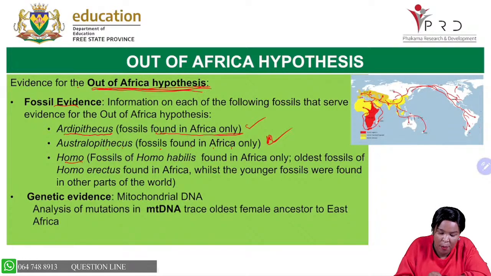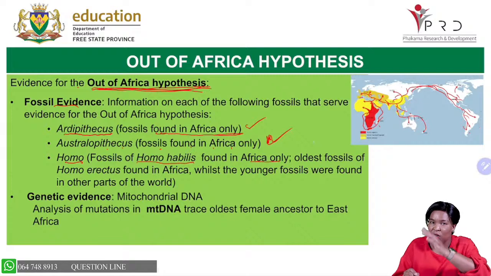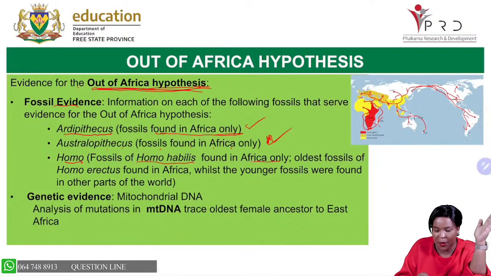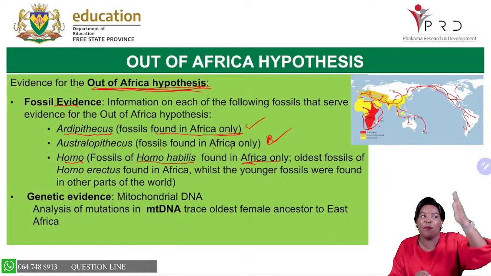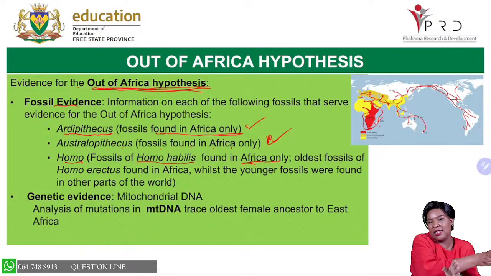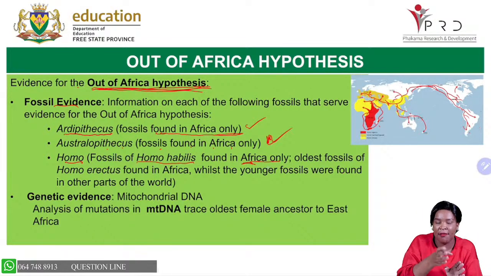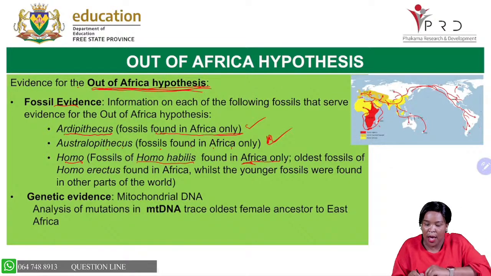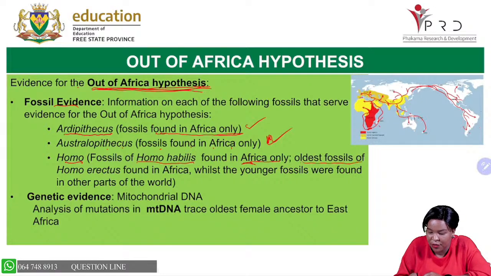Then Homo habilis is found in Africa only. Homo habilis, we are still going back further. Homo habilis is found in Africa only. So as they come from Ardipithecus to Australopithecus to Homo habilis, they are found in Africa only. So those three are the eldest, they are the oldest. And if they are found in Africa only, that can support that hominids originated where? In Africa. Then also, the oldest fossil of Homo erectus is found in Africa.